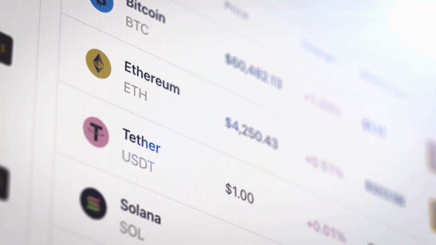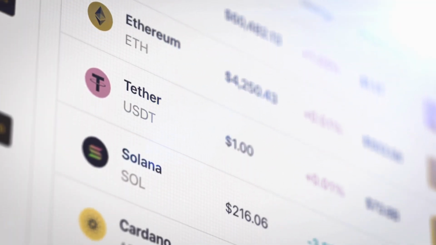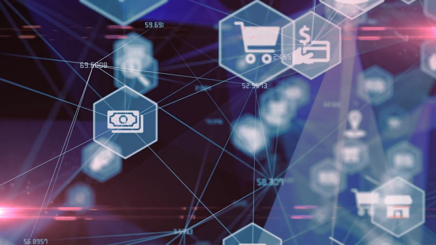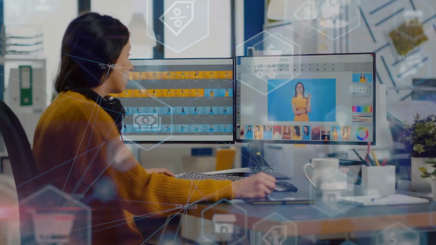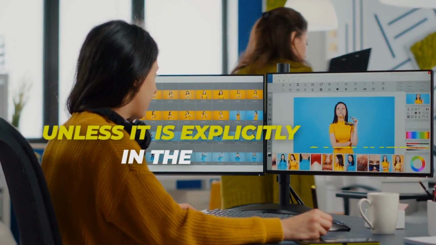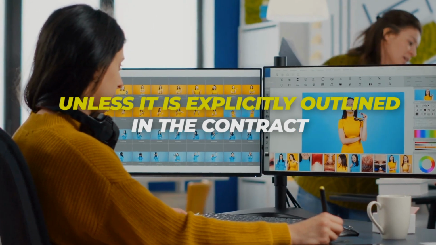Many popular blockchain technologies work in a similar fashion, and therefore require careful deliberation from anyone purchasing crypto legal assets. In most cases, the copyright to a digital asset will be with the creator, unless it is explicitly outlined in the contract.